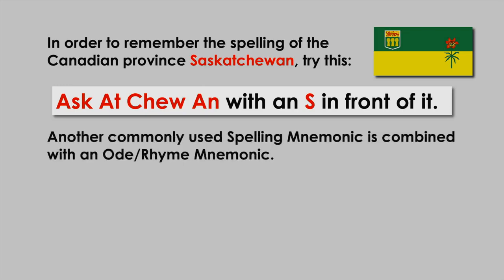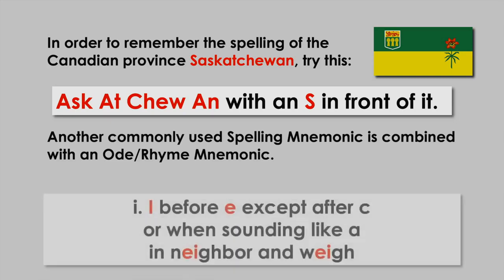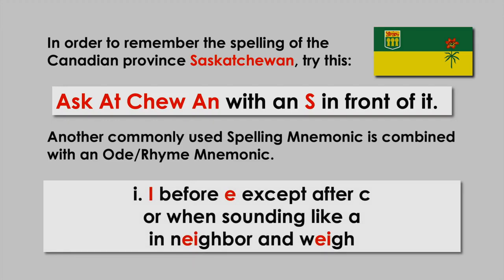Another commonly used spelling mnemonic is combined with a rhyme mnemonic. I before E except after C, or when sounding like A in neighbor and way.